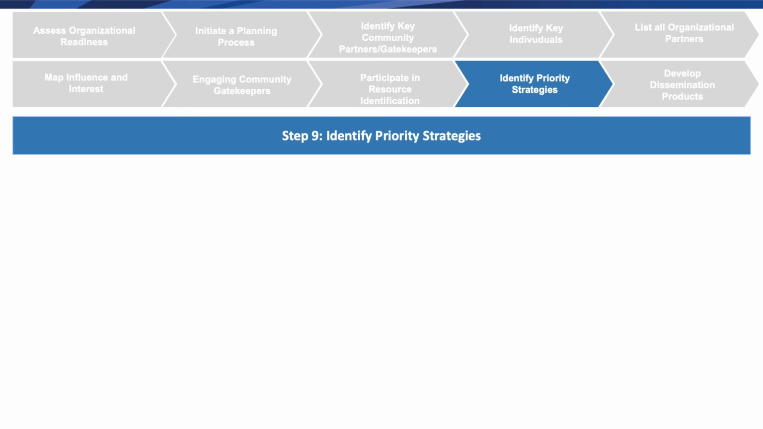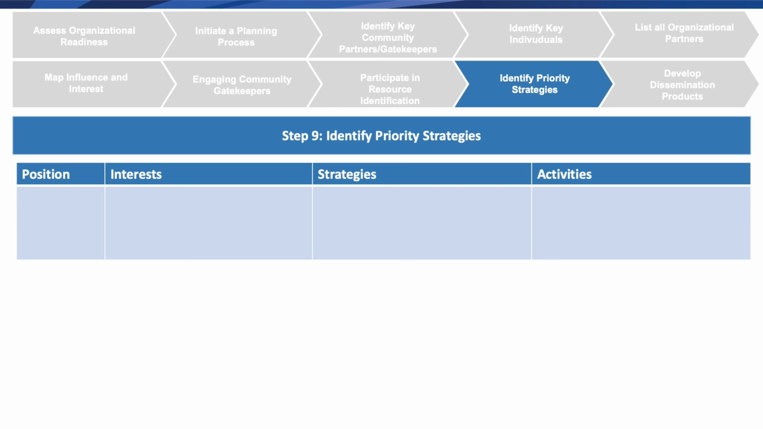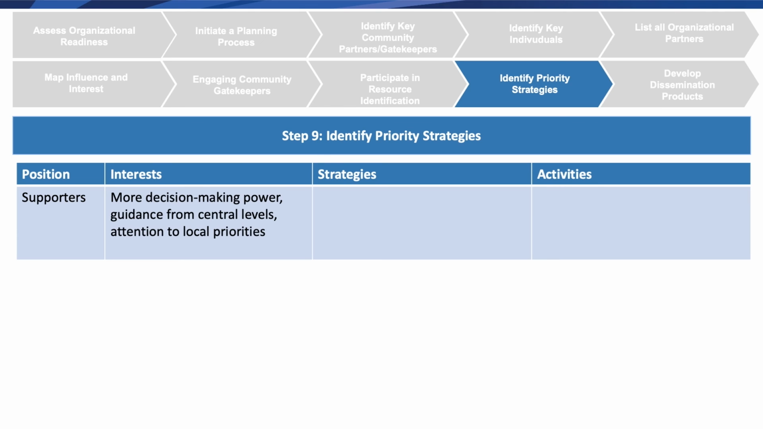The next step is to identify priority strategies by identifying, classifying, and mapping out the various factions in your community and designing strategies to engage them. Think about the strategies that are important to you. First, consider supporters. That means people that want to be involved. They could be from any level. They want to have more decision-making power. They want to provide guidance from central levels, and they want attention to local priorities.